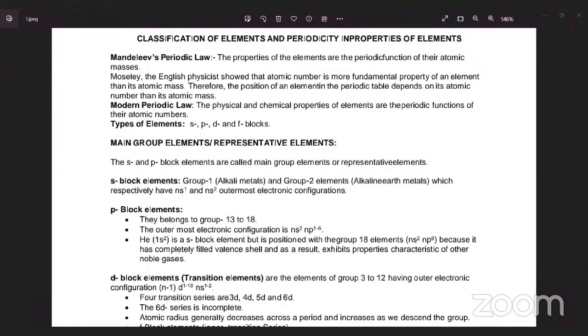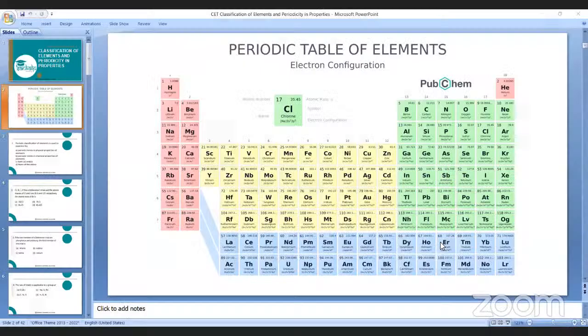Here you can see the S block, P block, D block. Then we will study in brief about it. This is the S block element to the left side. Again, I am sharing the periodic table. First we'll see the periodic table and then we'll go for the brief detailing.